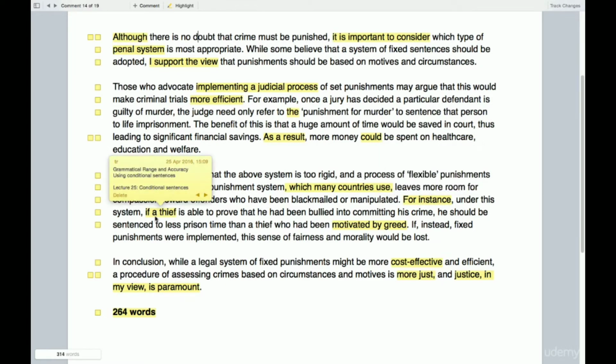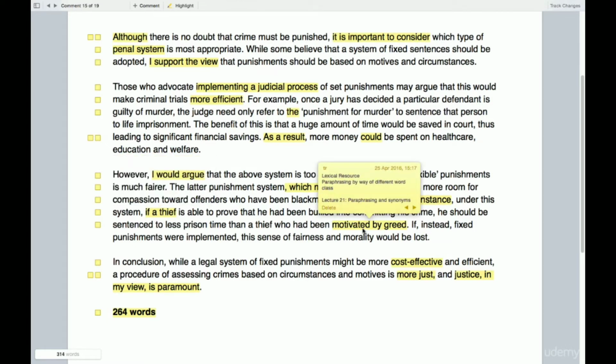Here we're using a conditional sentence to further improve our skills in grammatical range and accuracy. And you can learn about conditional sentences, which are very, very useful, in Lecture 25. And finally, motivated by greed.